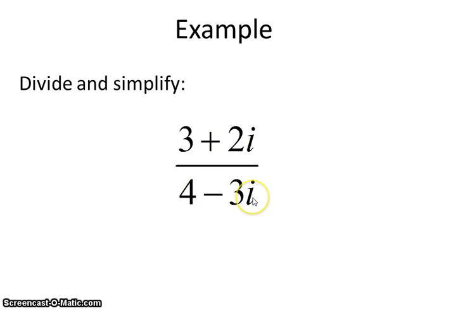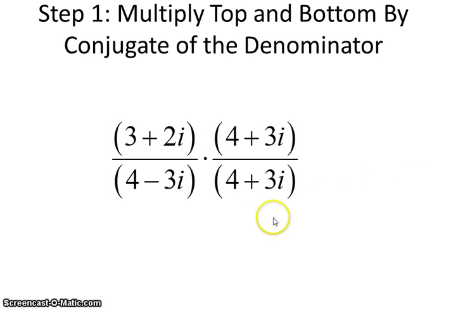We have to remember that i is the square root of negative 1. So we want to get, in this case, the i's out of the denominator and just have a rational number or a whole number as our denominator. So our trick to do that is to multiply the top and bottom by the conjugate of the denominator. In this case, the denominator is 4 minus 3i, so we want to multiply top and bottom by 4 plus 3i, which is just the same as the denominator with the sign in the middle changed.